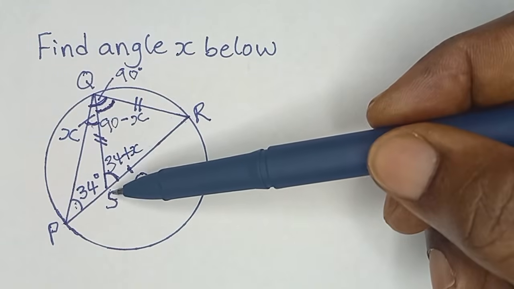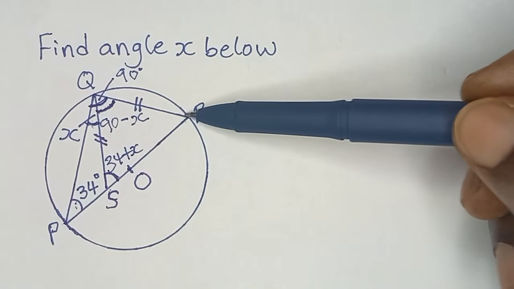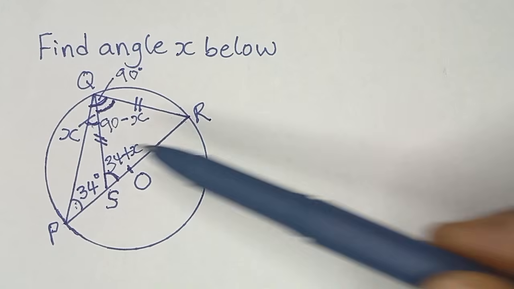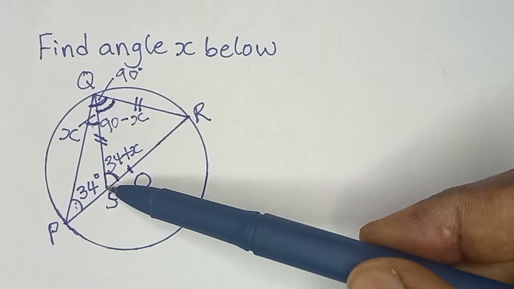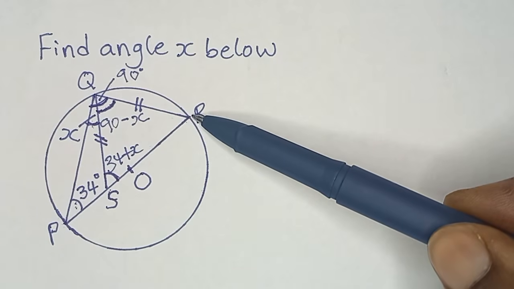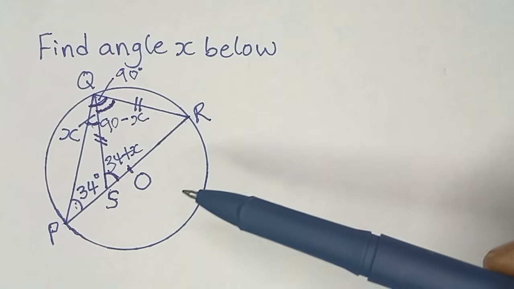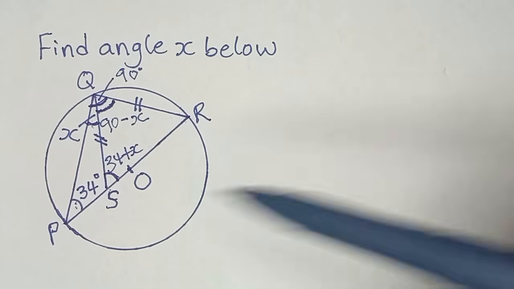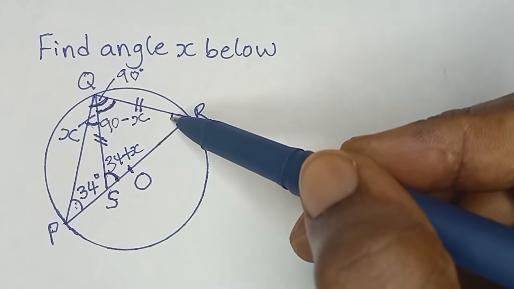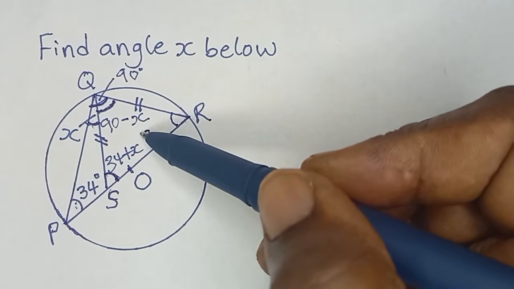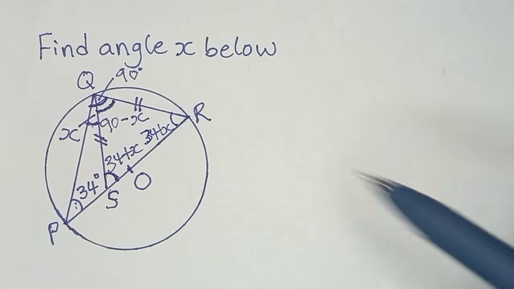Now, if you look at this triangle SQR, you agree with me that it is an isosceles triangle because these two sides are equal. You can see the mark indicating that side QS is equal to QR. So they are equal sides, which means it is an isosceles triangle. And the base angles of an isosceles triangle are equal. So if this base angle is 34 plus x, then this second base angle will also be 34 plus x.